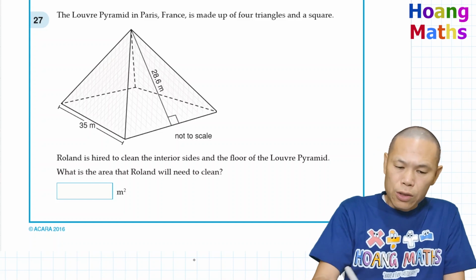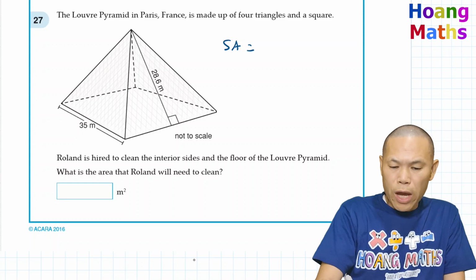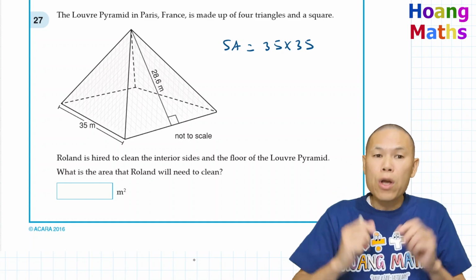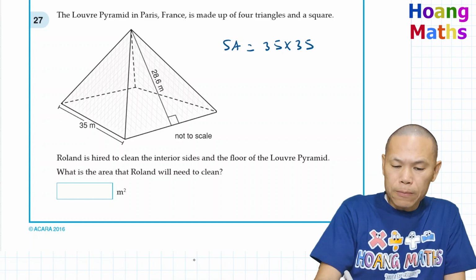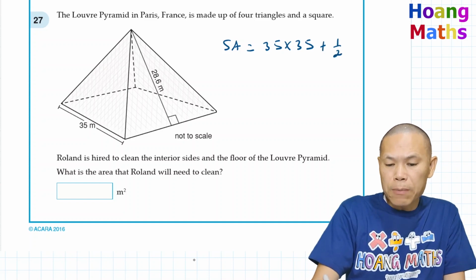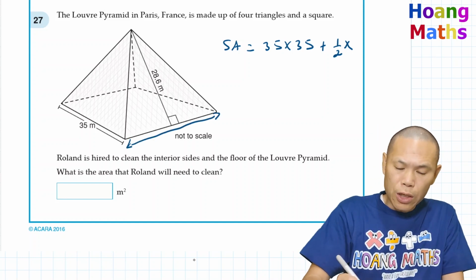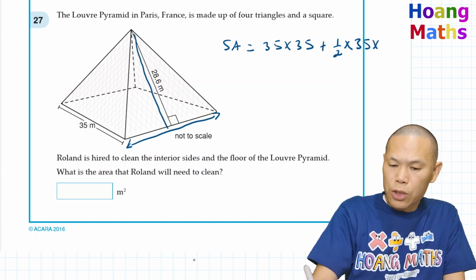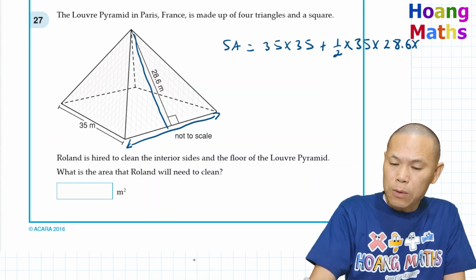That's all it is. So the surface area of this pyramid: the area of the base, because it's a square, is 35 times 35. And then we have 4 triangles, all the same because it's a square base. So we add a half times base times height for a right angle triangle. The base is here, which is 35, and then we times the perpendicular height here, which is 28.6. And don't forget, we have 4 triangles that are the same, so we times by 4.